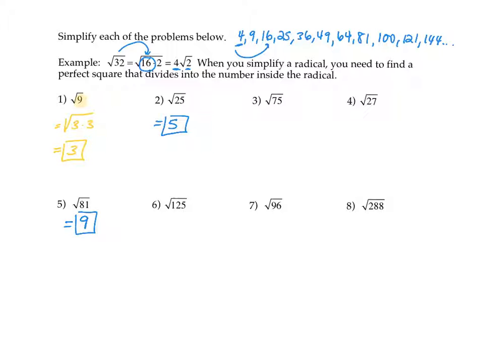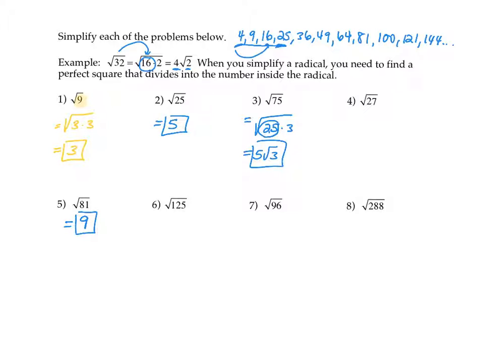So jump down to number 3 with me, and it's the square root of 75. So if I take a look at my list, the first number that I come across that I think will divide into 75 is 25. So rewrite the square root of 75 as 25 times 3. And I'm usually in the habit of circling my perfect squares. So the square root of 25 gives me 5 on the outside, and we're left with 3 on the inside. So 5 square root of 3 is our final answer.